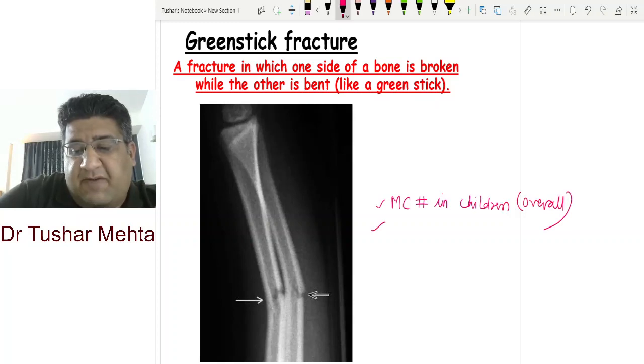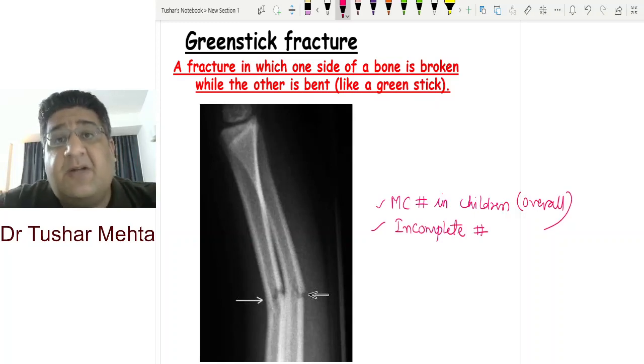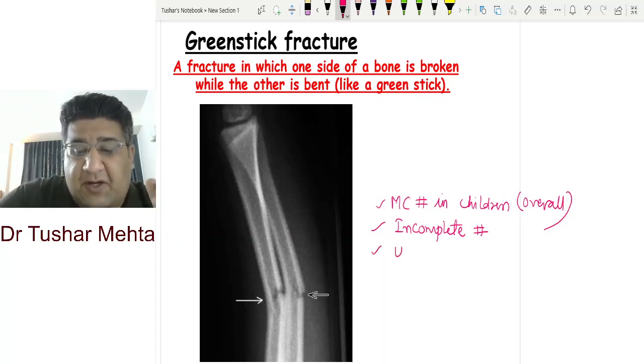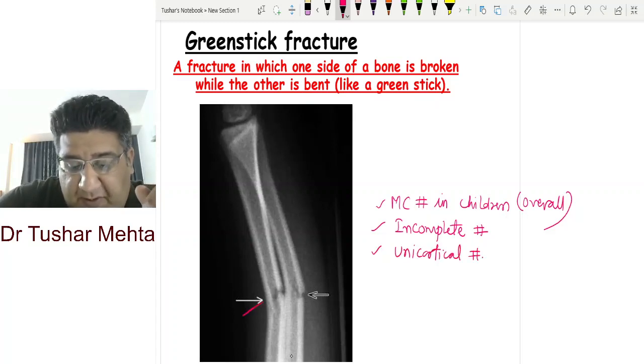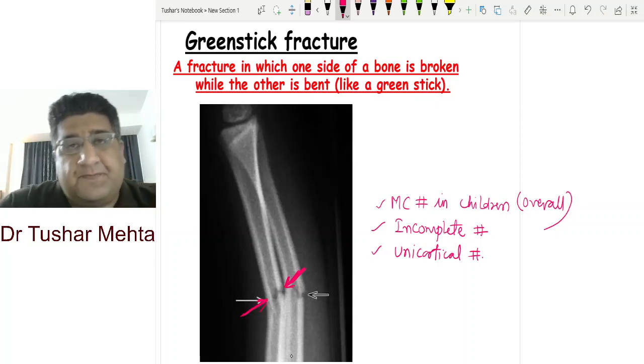It is by far very clear that this fracture pattern is an incomplete fracture pattern, because we are discussing that only. Remember, we had a classification: closed, open, complete, incomplete. First of all, I'm talking about this incomplete fracture. We all know that in a unicortical fracture, one cortex is involved. So you will appreciate a break in one cortex, but in the other cortex you will appreciate just a bend.